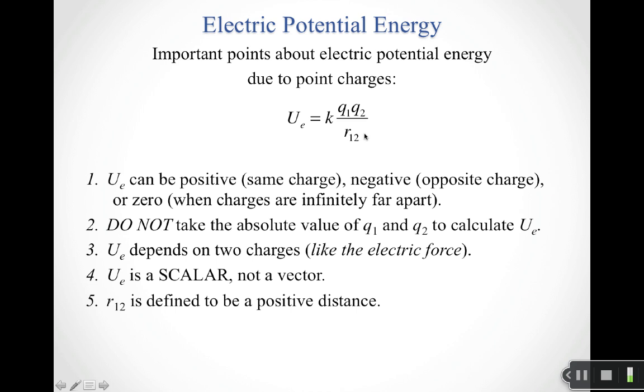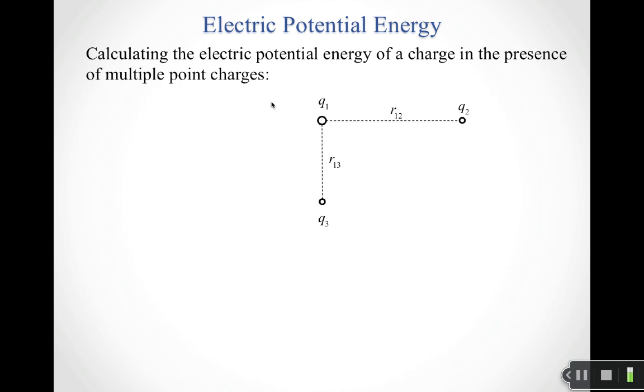This distance is defined to be a positive distance, right? So this is always a positive number. It doesn't matter where your charges are located. R12 is always a positively valued distance. And then notice that this is 1 over r rather than 1 over r squared. So the other fundamental difference with Coulomb's law is that the electric potential energy falls off like 1 over r rather than 1 over r squared. All these are important things to keep in mind when you're calculating the electric potential energy from point charges.